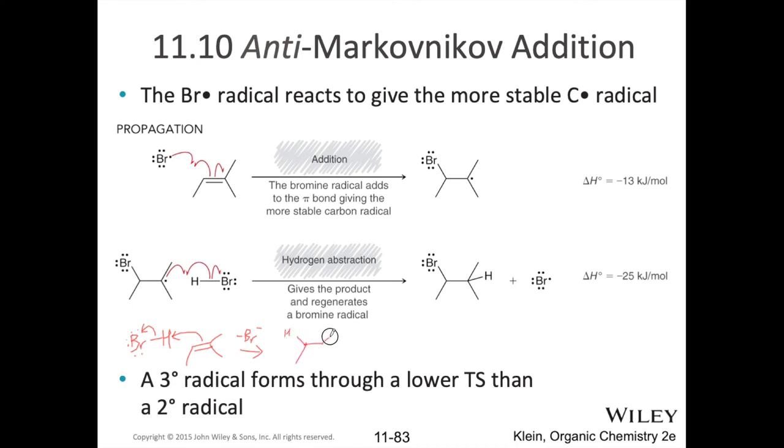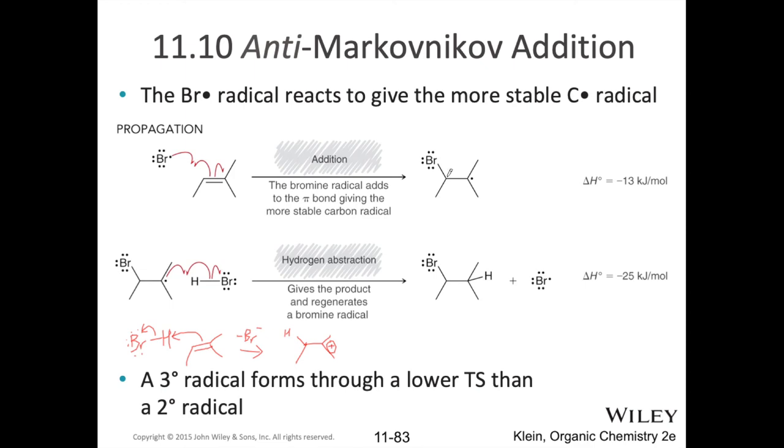And notice we have a tertiary carbocation. If the hydrogen added to the more substituted carbon, we would have had a secondary carbocation, which is less stable. So it's the same reason why we don't see the secondary radical, why the bromine adds over here.